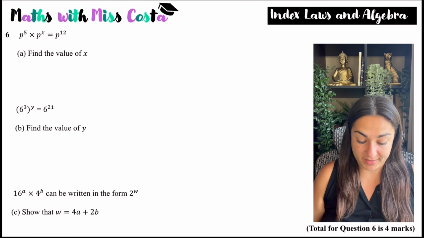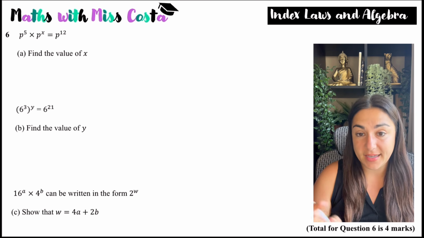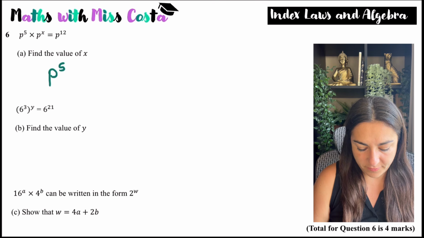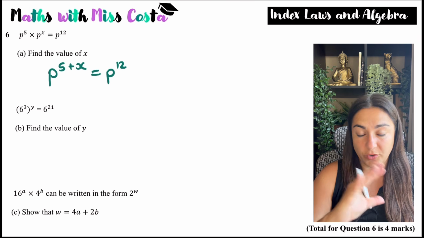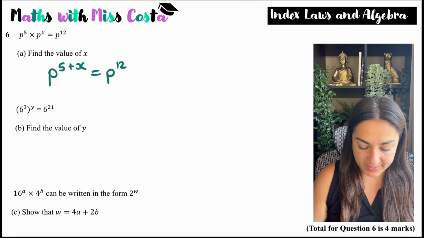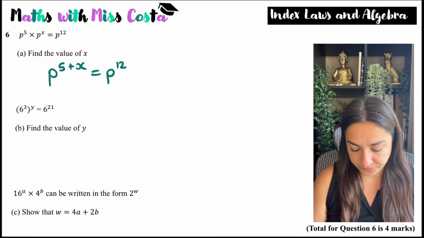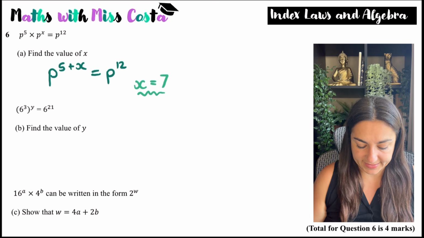Okay, so next I've got the laws of indices. So the law of multiplication is that I add the indices. So I know that p to the power of 5 plus x is going to be p to the power of 12, because when you're multiplying indices, you add the powers. So then to figure out what x is, I just need to think what plus 5 would give me 12, and 7 plus 5 would give me 12, so therefore x is 7.